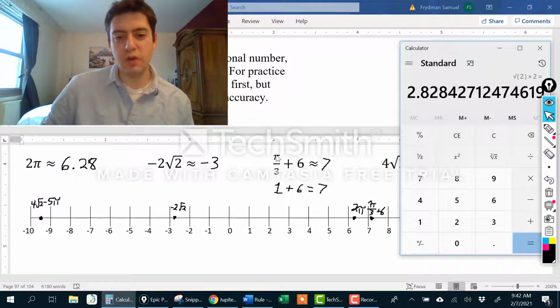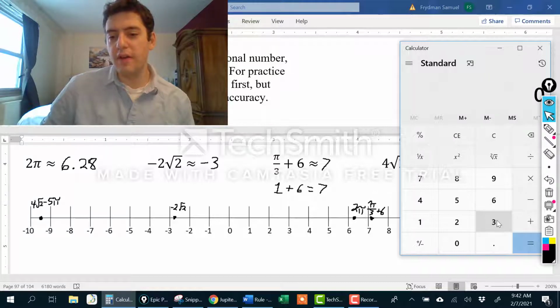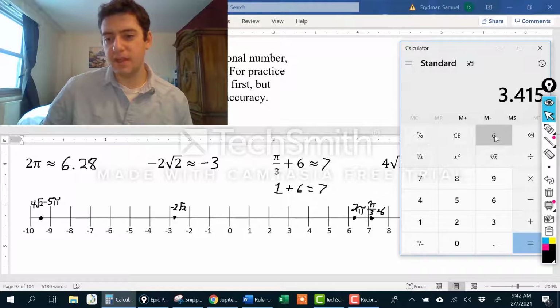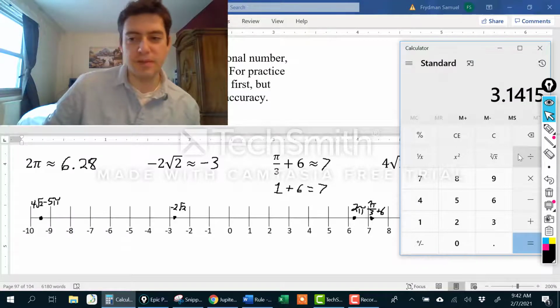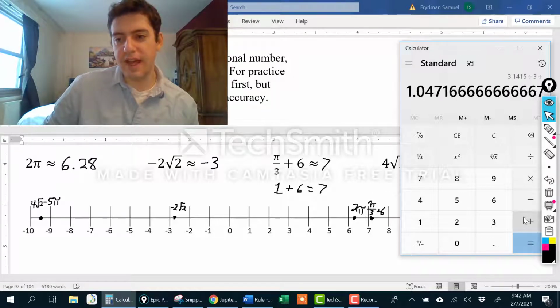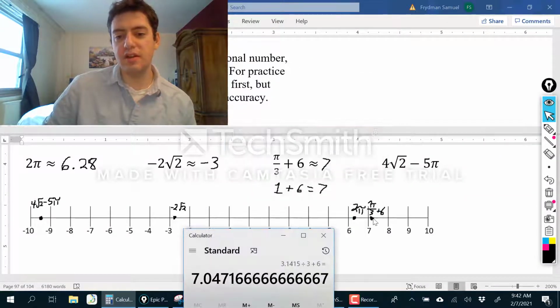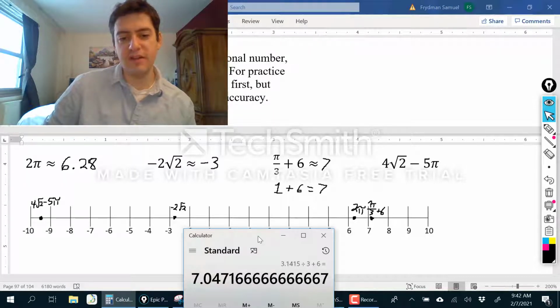What about this one over here, pi over 3 plus 6? Well, let's do 3.1415, which again is not exactly equal to pi. That itself is an approximation. But we're going to divide that by 3 and then add 6. And we get a little bit more than 7. So this seemed like a pretty good place to put it on the number line. A little bit more than 7 there.